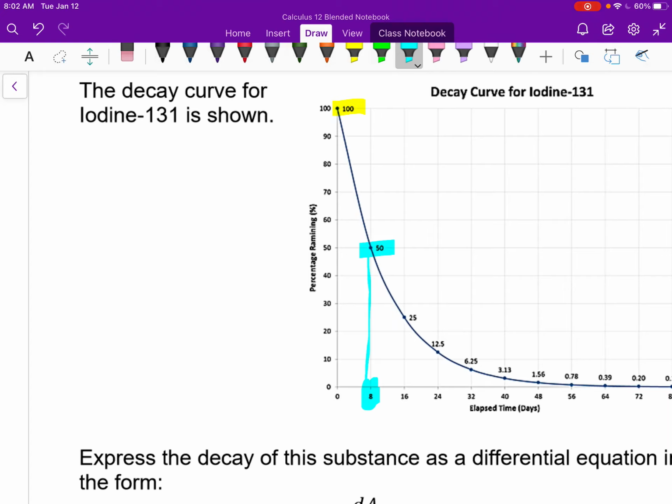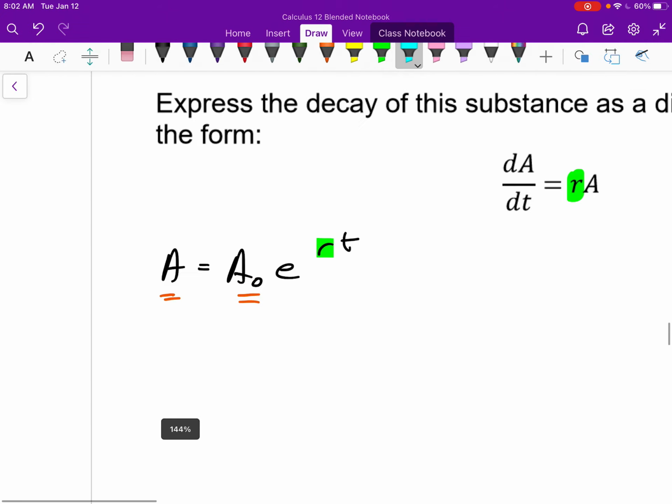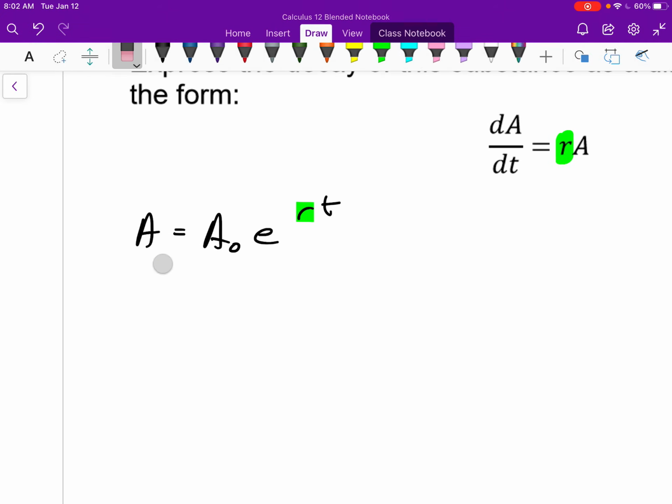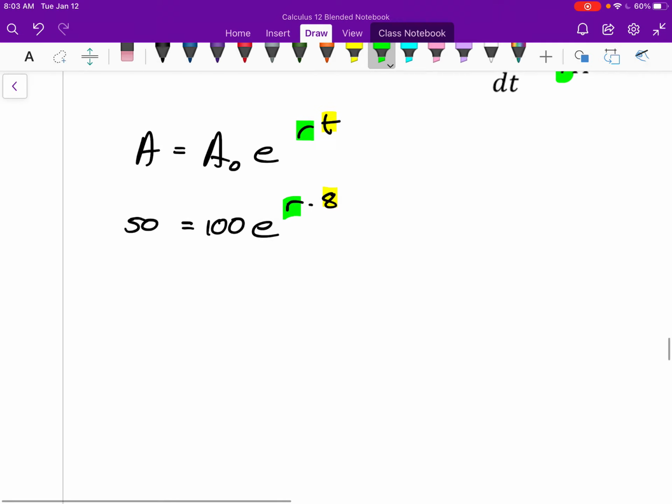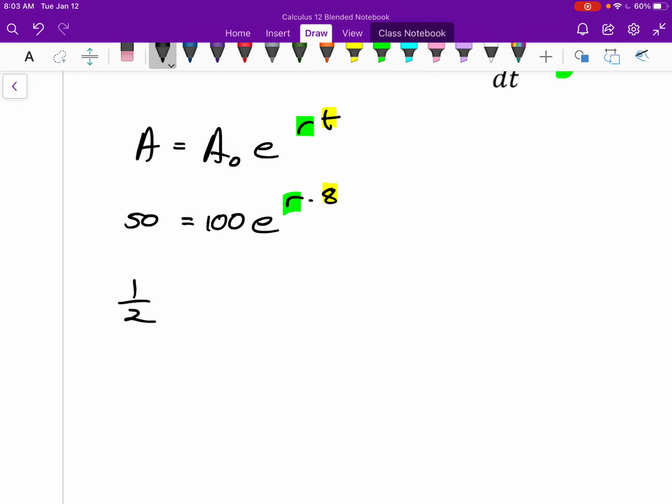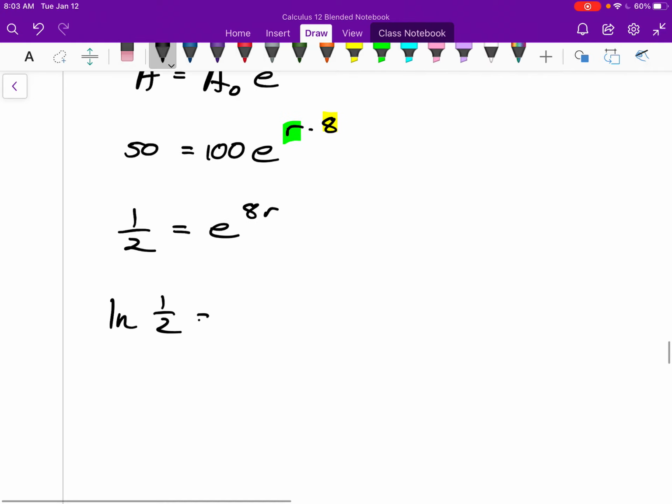The half-life of 8 days is useful to me, because if I go back to this form, I know my initial amount, which I'll just say is 100, will go down to 50. I could change it from 1 down to a half, but 100% down to 50%, and all I don't know is the rate of growth. I do know that took 8 days. Now I can solve for r. Divide both sides by 100, or just jump straight to the step: 1/2 equals e to the 8r. So the ln of 1/2 equals 8r, which means r equals the ln of 1/2 over 8.